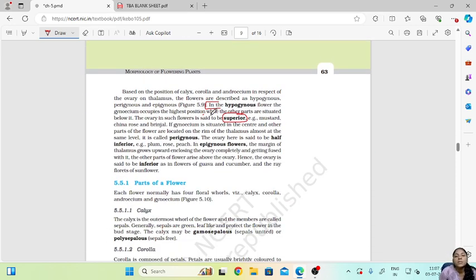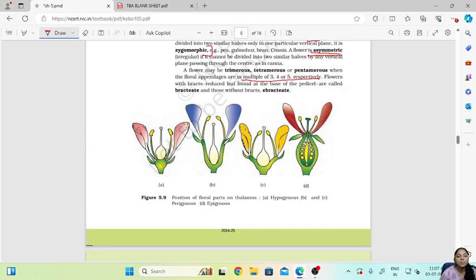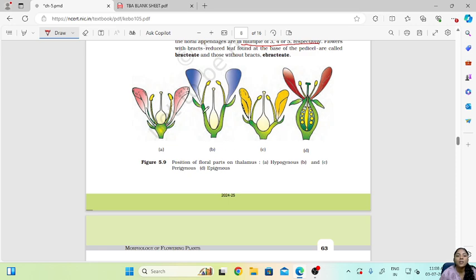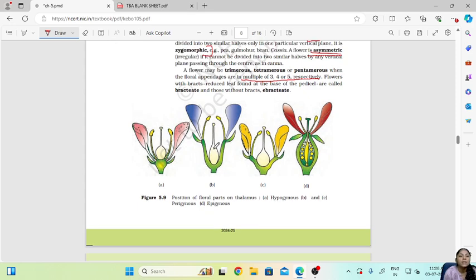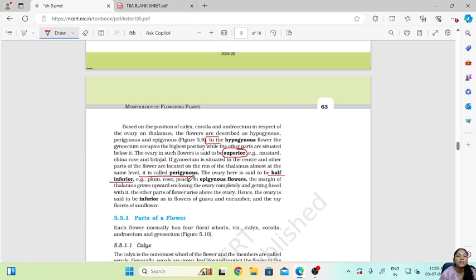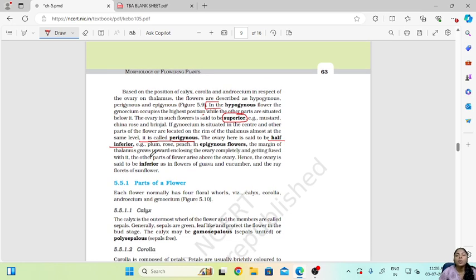Then if the gynoecium is situated in the center and the other parts are located on the rim of the thalamus almost at the same level, it is called perigynous. The ovary is said to be half inferior. So here in these two examples, the ovary is half inferior and this is a perigynous type of flower. The stamens, calyx, corolla and the carpel or the gynoecium are almost at the same level in both these cases. That is why it is called a perigynous ovary or perigynous flowers.